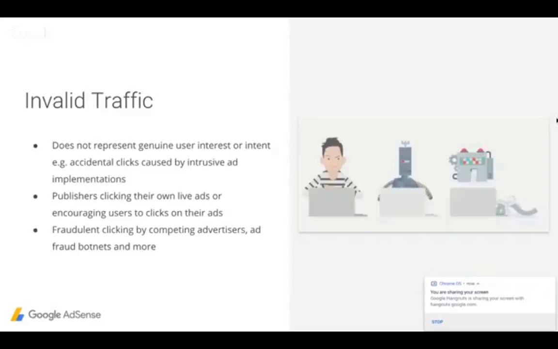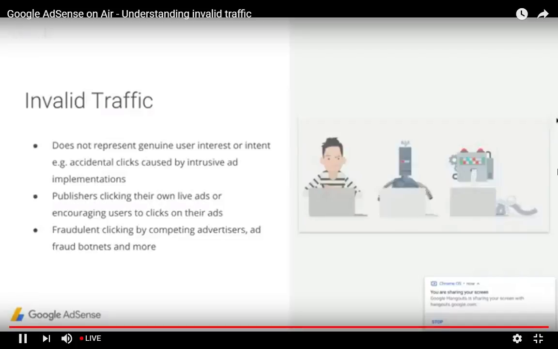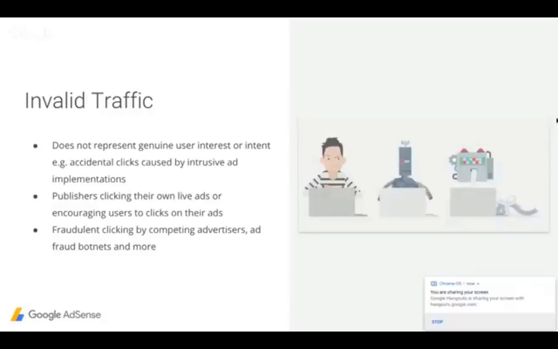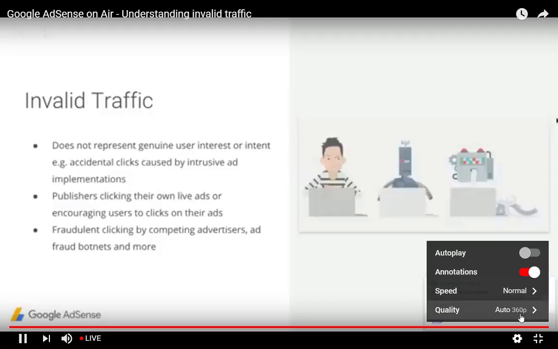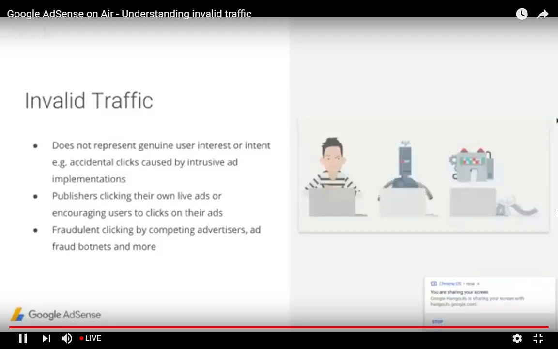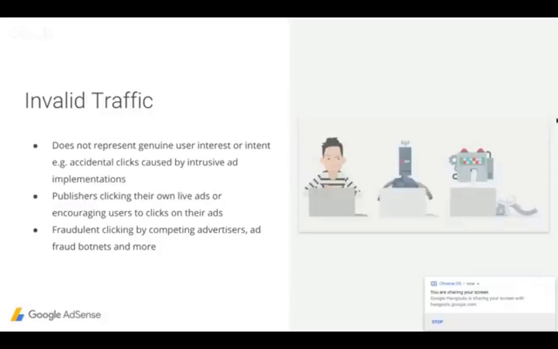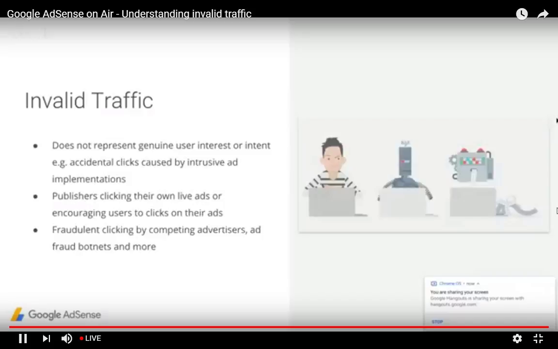At a high level, we can understand invalid traffic to be any interaction that is not from real users and out of real interest in an ad. Some of these activities and interactions could be accidental. For example, if a user trying to click on something else on a website accidentally clicks on a badly placed ad. Other forms of invalid traffic are more fraudulent in nature.